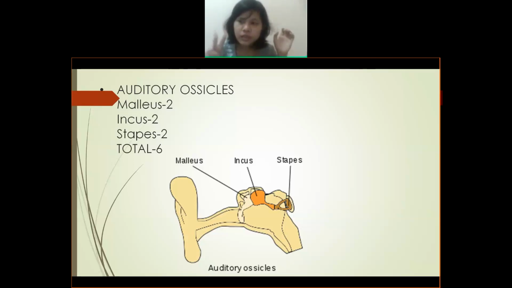Explain once again. Malleus bones, you have two. In each side of your ear you have one, isn't it? Two ears. So malleus will be present in both of your ears.